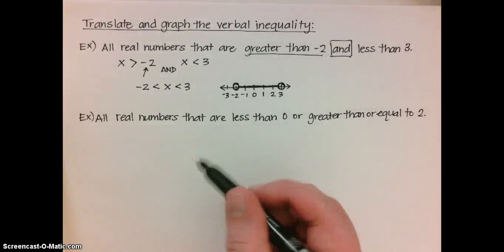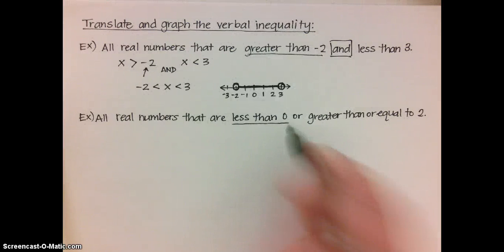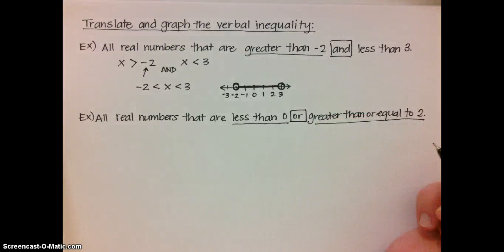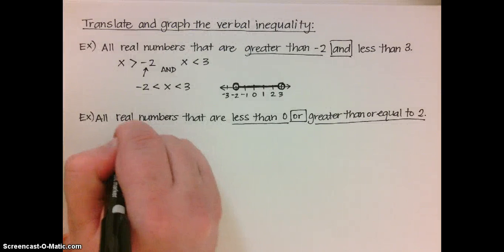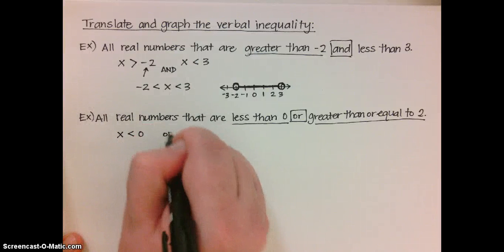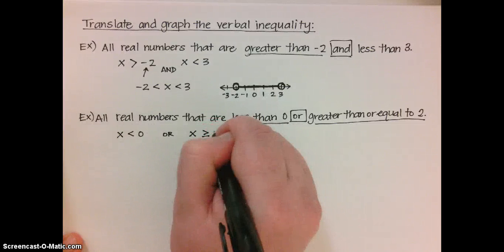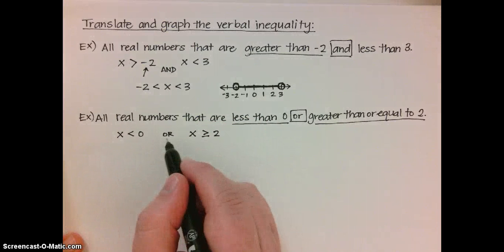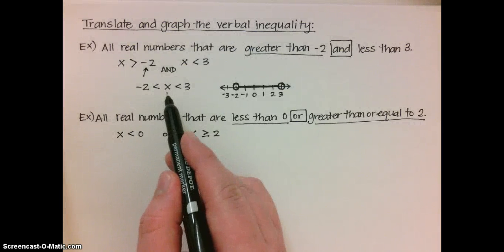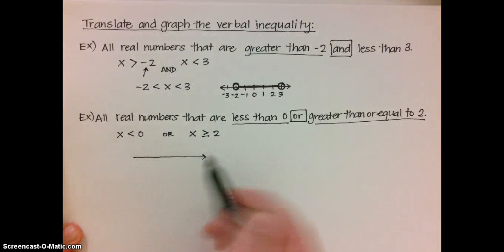Looking at my next verbal inequality, it reads, all real numbers that are less than 0 or greater than or equal to -2. So let's start by translating that. All the real numbers, so that's x, that are less than 0, or all the real numbers that are greater than or equal to 2. Now, since it has this word or, I'm actually not going to combine it like I did for the intersection. The union, I'm going to leave it as two different ones, but I can graph both of these on one number line.